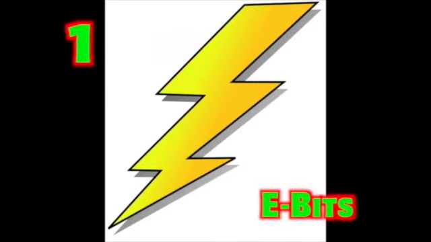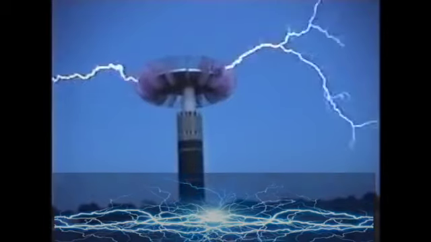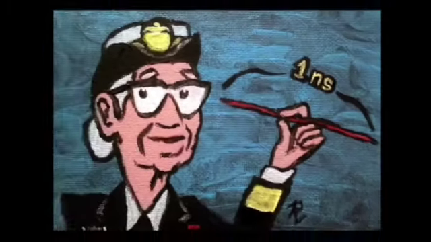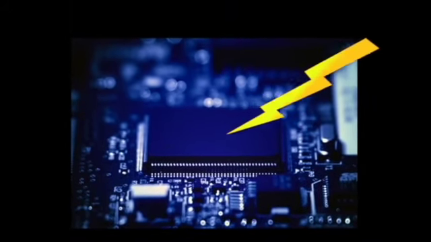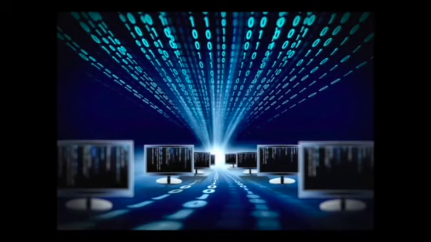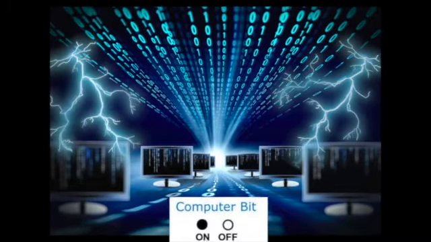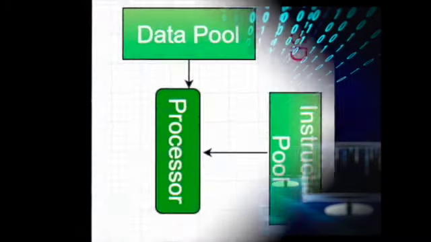1. E-bits. To start, electricity flows. In a billionth of a second, electricity flows this far. Computers work with tiny bits of electricity. Let's call them E-bits. We write this as ones and zeros. Data is turned into electricity patterns of on or off E-bits.